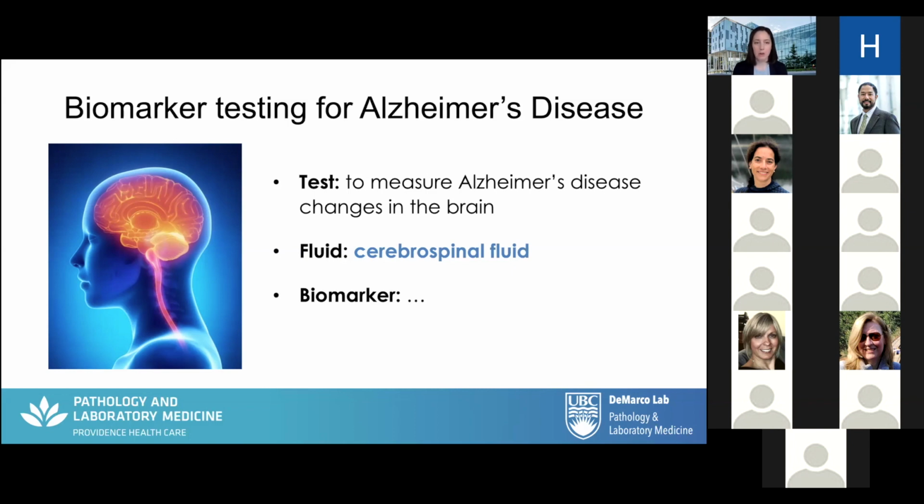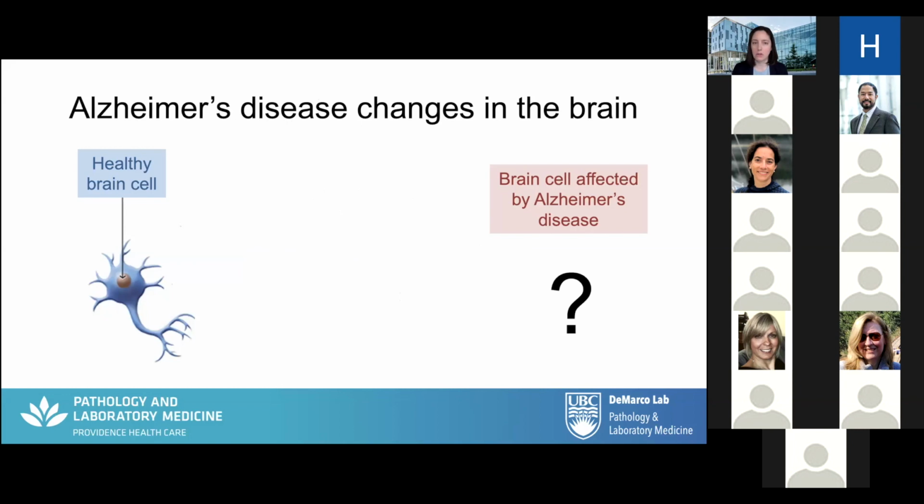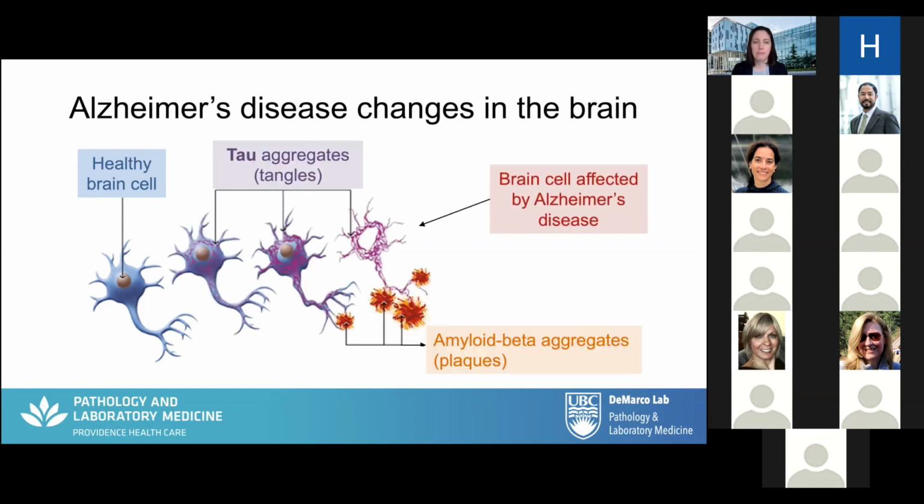And now we have to pick our biomarker. How are we going to measure these changes? Let's go back to what's happening to the brain as a result of Alzheimer's disease. Here we have our healthy brain cell. But over the course of Alzheimer's disease, there are some changes that take place, and these changes can happen even before symptoms occur. We have this tau protein that was mentioned earlier that aggregates or clumps together to form what we call tangles. We also have this other protein that also clumps together and forms aggregates, which we refer to as amyloid plaques. Together these things are the hallmark of what's happening in the brain as a result of Alzheimer's disease.